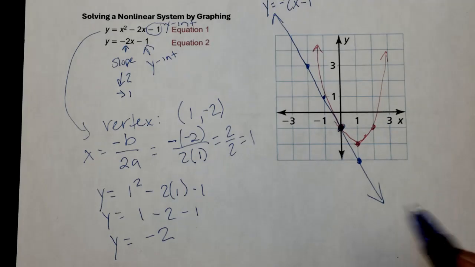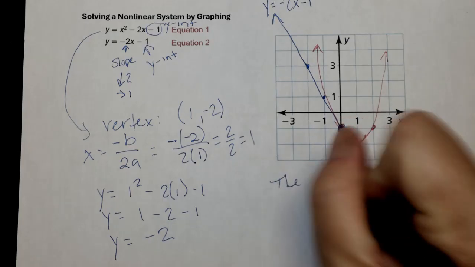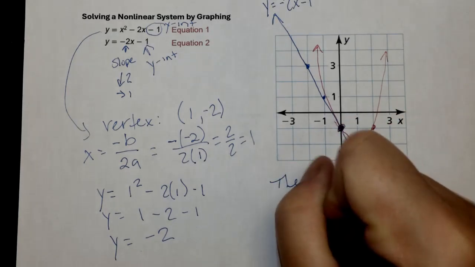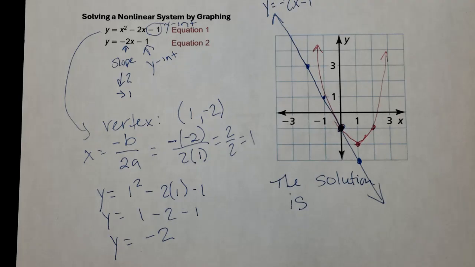So you guys do the graphing, the graph is there, but you don't give me the answer. So I need the solution. All right, you have to tell me what the solution is. So how do we find the solution? The solution is the intersection point. So our solution is this point right there.